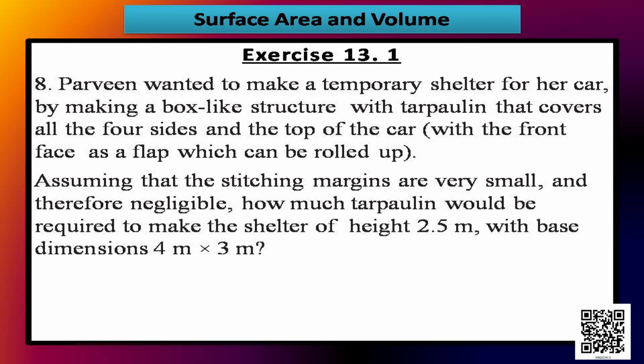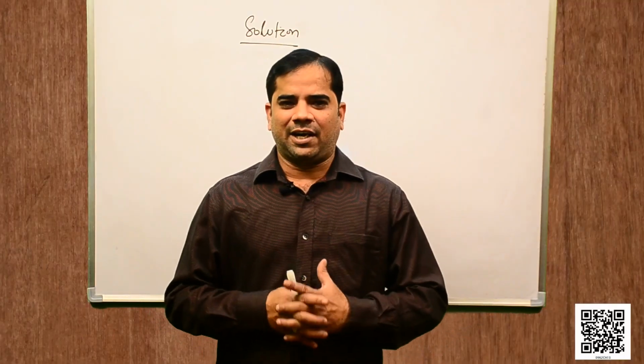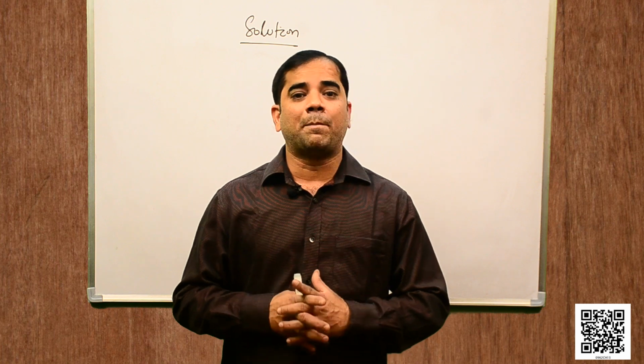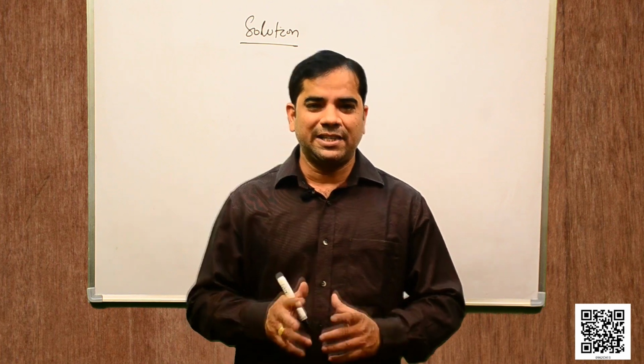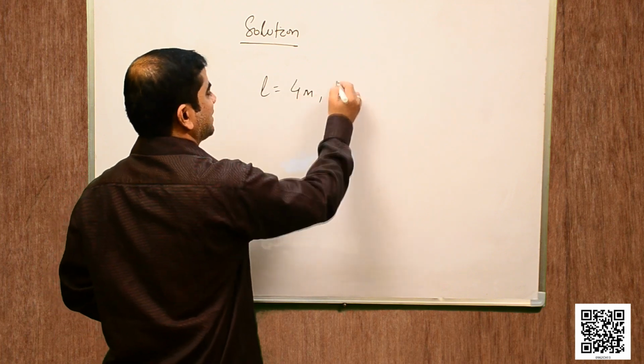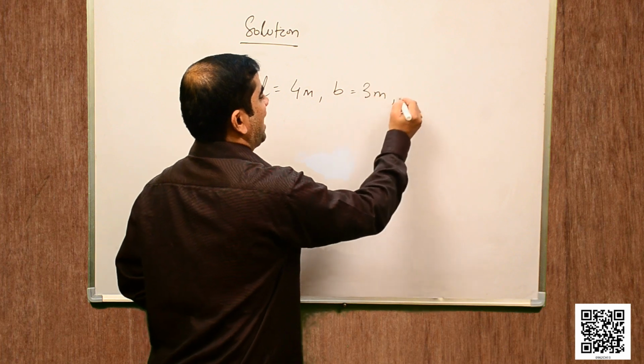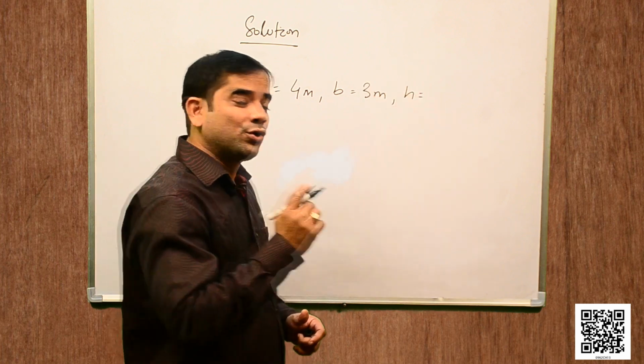Okay. Now let us discuss the solution. Students, as per the given data, dimensions of the box-like car cover is length, that is 4 meter, breadth is 3 meter, and height is equal to 2.5 meter.